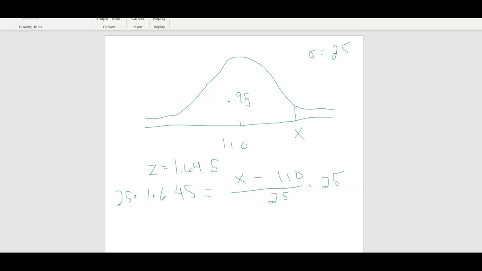25 times 1.645 gives me 41.125. And then these 25s cancel, and I get x minus 110. And then let's just add the 110. And we get that the IQ that will be higher than 95% of people will be 151.125.